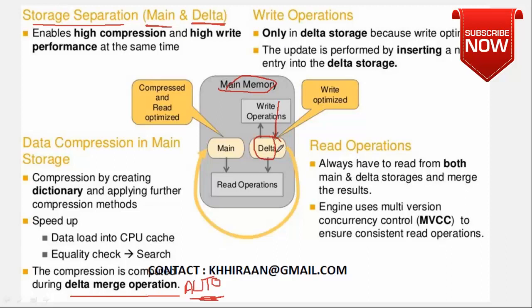So whenever the auto merge happens, the data is moved from delta storage to the main storage. If you want to read the data, it has to be read from here. The read operations always have to read the data from both main and delta storage and merge the results. What if the main merge is not available? I can still read the data from delta storage, because the system uses multi-version concurrency control, called MVCC, to ensure consistent read operations in your delta storage.